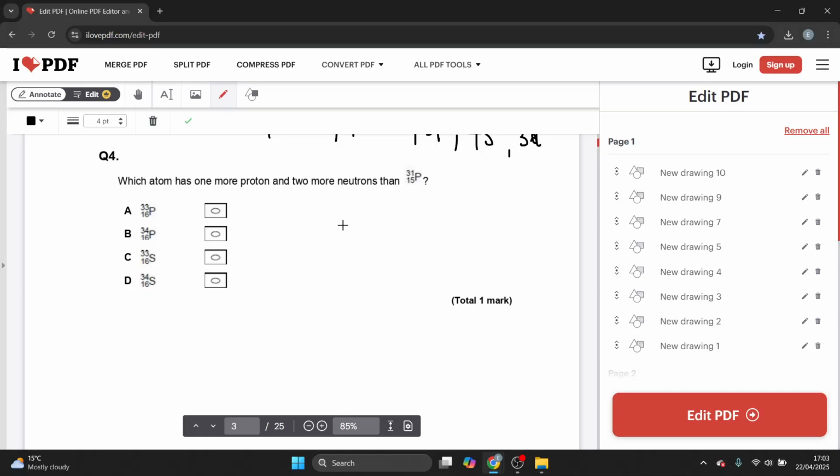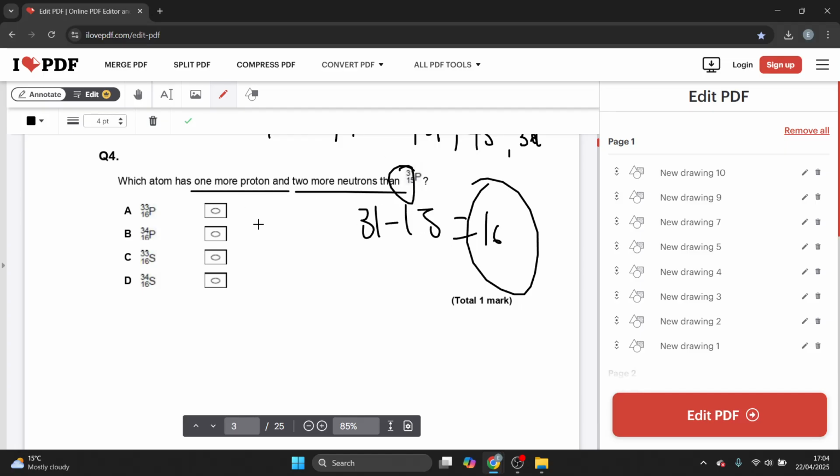Which atom has one more proton, two more neutrons than this? Well, P, phosphorus, 31 minus 15 equals 16. So that tells me it's got 16 neutrons. Again, that is the mass number and that is the atomic number. If it's got one more proton, the atomic number is going to increase by 1, so it's going to have 16 here. The number of neutrons increases by 2, so I'm going to have 18. Therefore, 16 plus 18 will give me 34. So there we go: 34, 16.